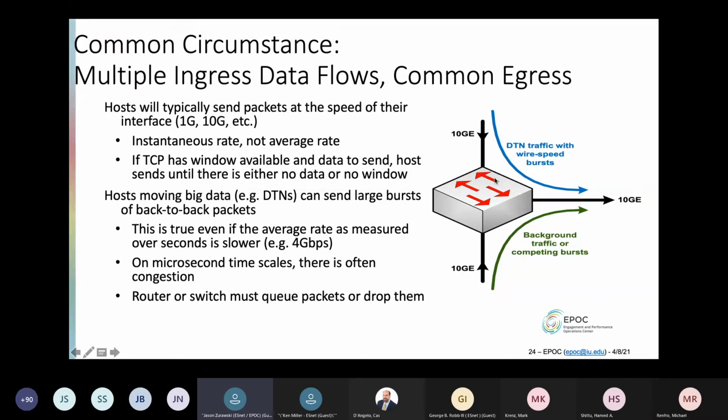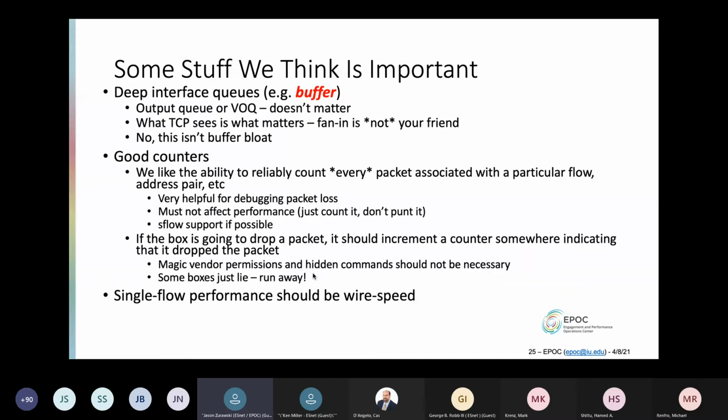We need to make sure that it has enough buffer memory and enough smarts and intelligence in there to handle that traffic as it's coming in, because if it doesn't, this is where all your queue drops are going to occur, and this is what's going to impart packet loss into your TCP flow. Often this is at microsecond timescales, and it's really, really hard to measure, and it's really, really hard to understand, which is why you have to spend a little bit of time on the front end figuring out how to design it correctly. So what's important here? Deep interface queues or buffer is really the most important thing.